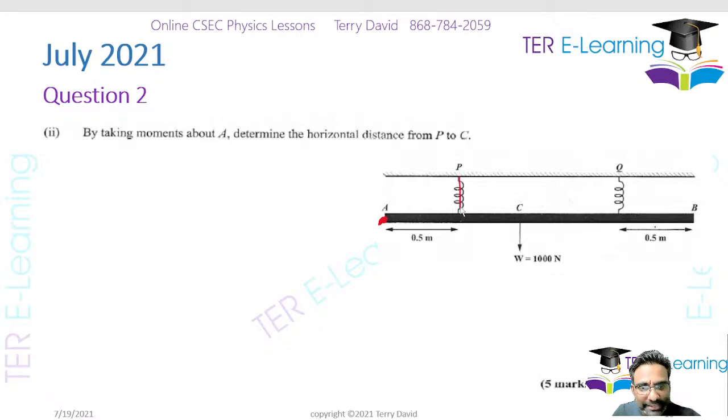We already worked out this tension here, so this here is 600 newtons, and that force is acting upwards. The tension in this spring here is 400, and that's acting upwards as well. Now you're taking moments about A. So this here is a clockwise moment. This force Q here is an anti-clockwise moment, and this force here is producing an anti-clockwise moment as well. So here's what we're going to do. What do we know?